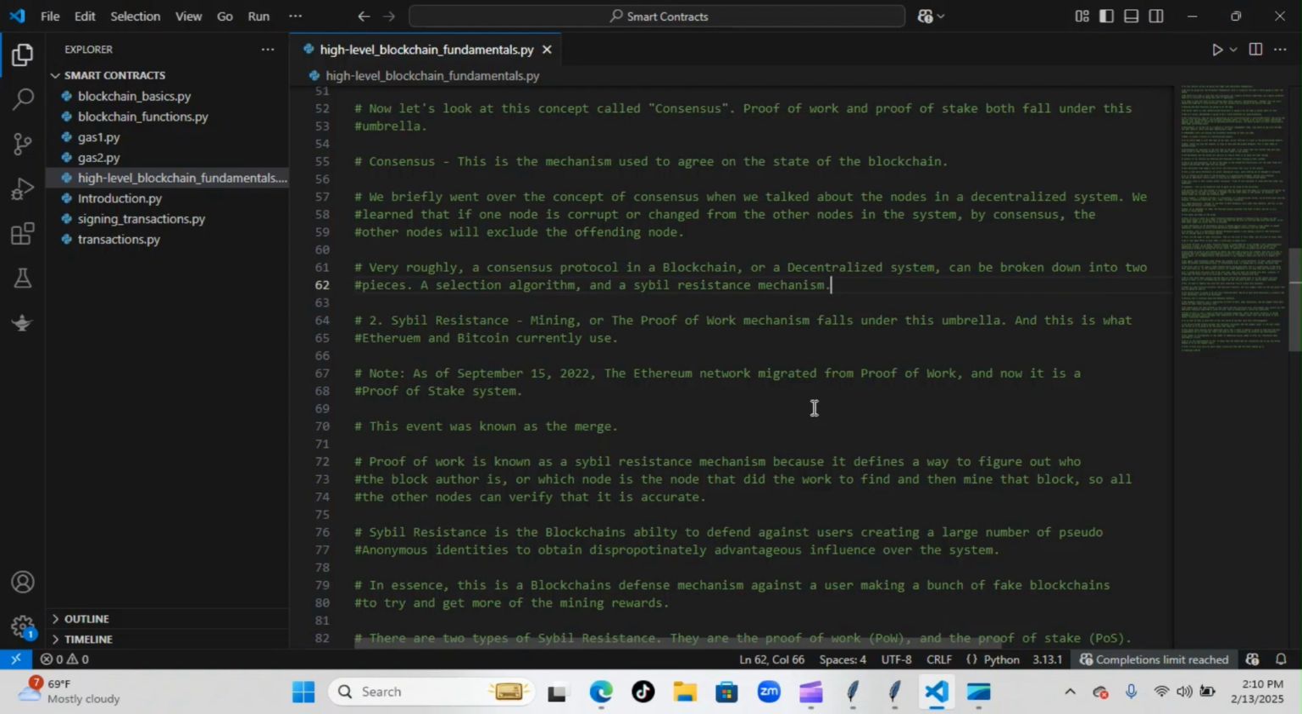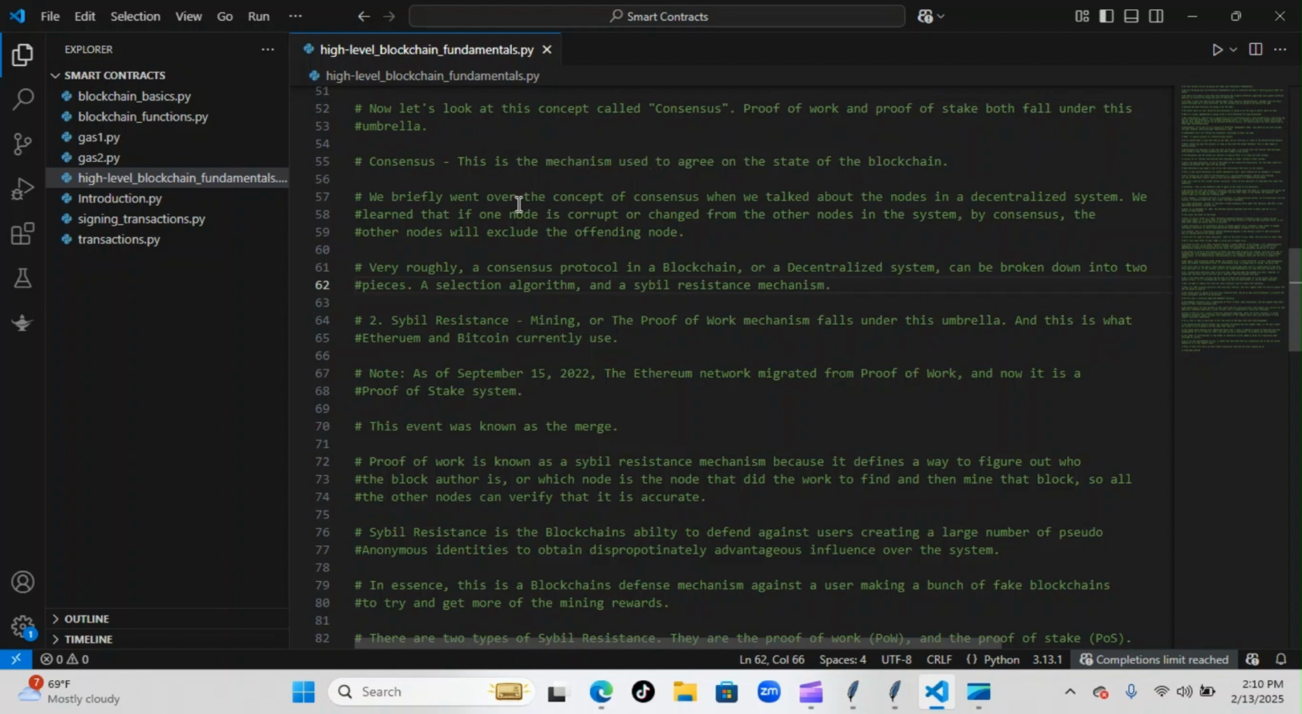So now let's look at this concept called consensus, which is proof of work and proof of stake. Both fall under this umbrella of consensus. So when we mean consensus, we're talking about proof of work and proof of stake. The consensus is the mechanism used to agree on the state of the blockchain.